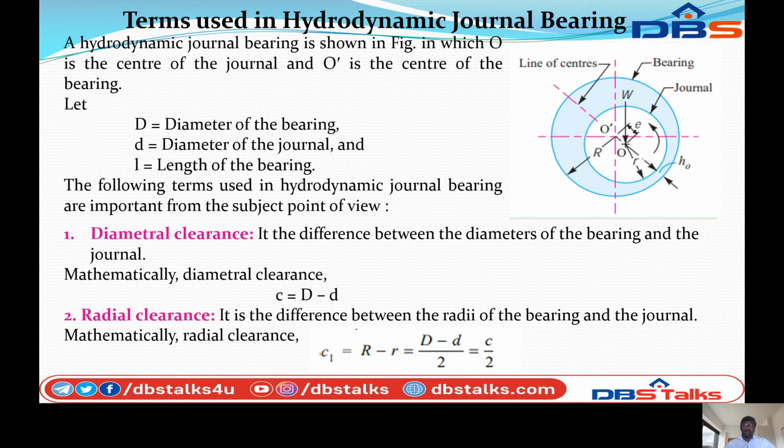Next, radial clearance. It is the difference between the radii of the bearing and the journal. The mathematical representation of the radial clearance is C1 is equal to capital R minus small r, that is equal to capital D by 2 minus small d by 2, that will be capital D minus small d by 2. Since C is equal to capital D minus small d, the radial clearance C1 is equal to C by 2.